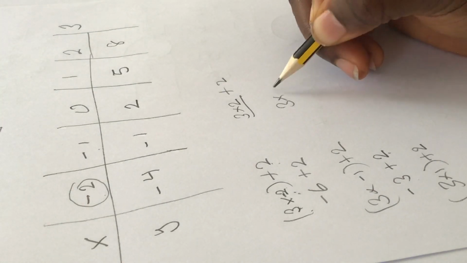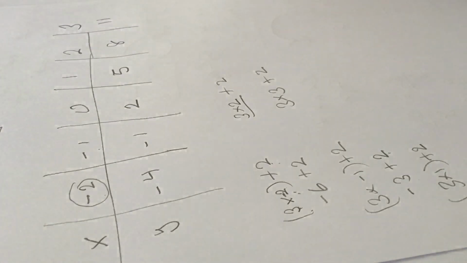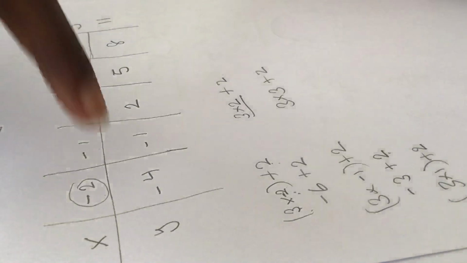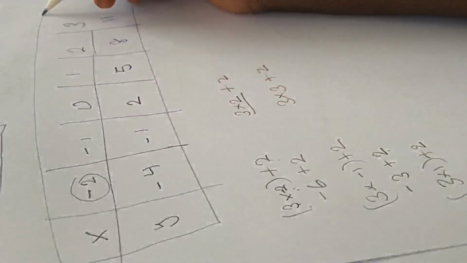The last one, 3 times 3 plus 2. 3 times 3 is 9, plus 2 is 11. Something went wrong here, but you have to obey the rules.